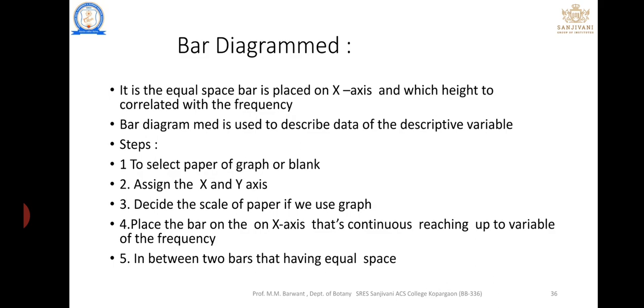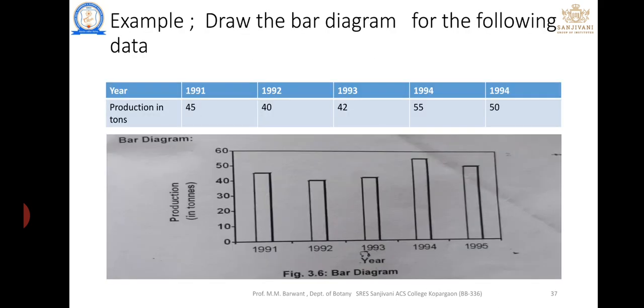A bar diagram can describe data in a descriptive form. First, select graph paper or blank paper, assign the x and y axes, and decide the scale on the paper. If we use a graph, place the bars on the x axis continuously, reaching up to the frequency for each variable. In between two bars there is equal space.